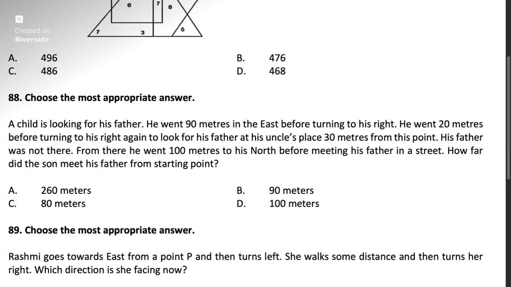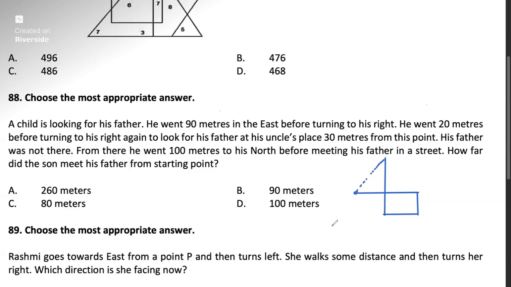Okay, so we can draw something like that. This is the starting point. He went 90 meters in east before turning to his right. He went 20 meters, and turned right again to look for his father at his uncle's place 30 meters from this point. His father was not there. From there, he went 100 meters north before meeting his father on a street. He went 100 meters north over here, right? And they are asking for this particular distance.